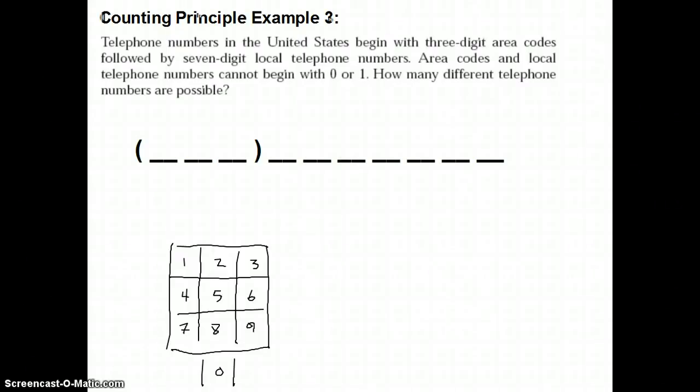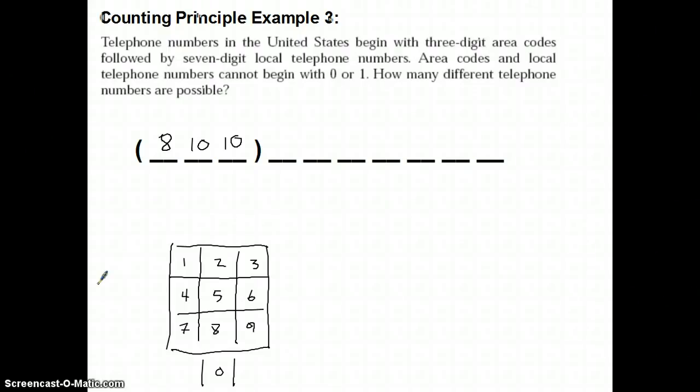Okay, so we have 10 total different digits that we could choose from. In the first spot for the area code, we can't use a 0 or a 1, which means we're left with 8 different options there. And then the second spot for the area code, we have all 10 digits, and then the third spot as well. So if you multiply 8 times 10 times 10, you're going to get 800 different area codes that we could choose from in the United States.